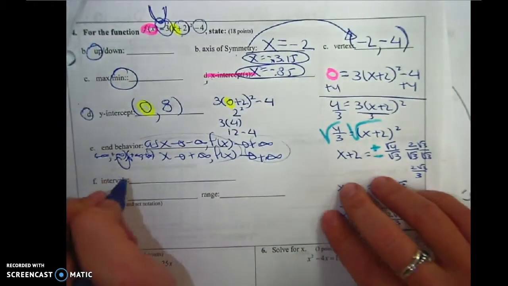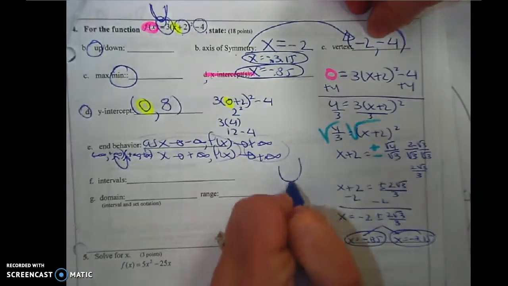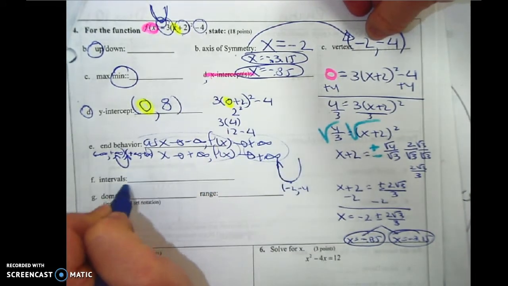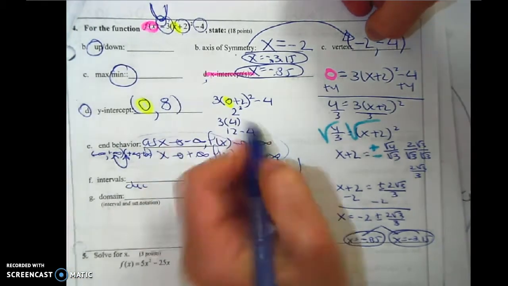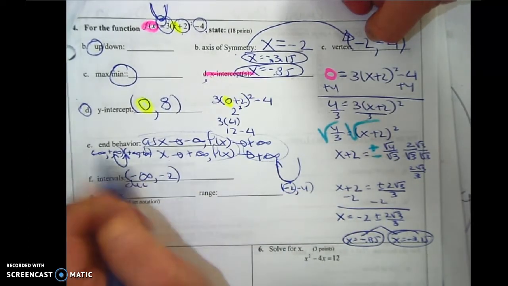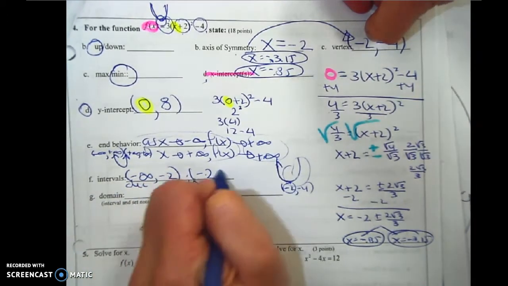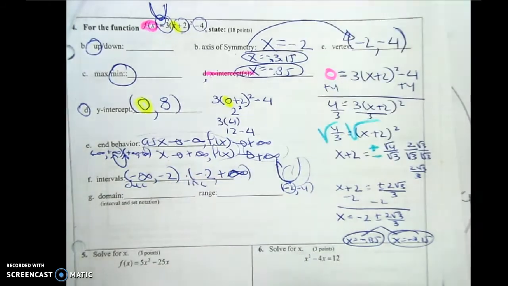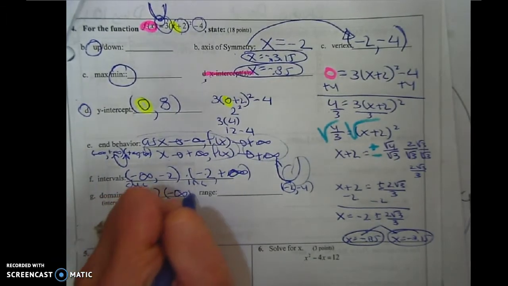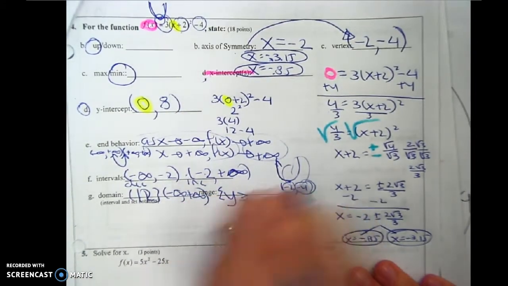Okay, your intervals. Your intervals are all based on your vertex. So if I'm going to informally draw my parabola, my vertex is at negative 2, negative 4. So it's decreasing from negative infinity to, remember it's always the x value, negative 2. And then it's increasing from negative 2 to positive infinity. Okay. Domain. The domain of all parabolas is all real numbers, negative infinity to positive infinity. My range, y is greater than or equal to negative 4.